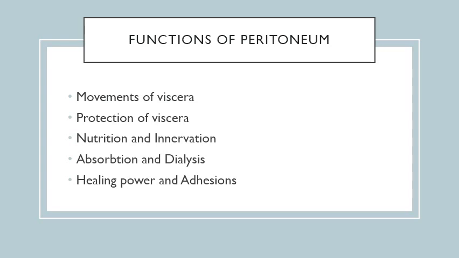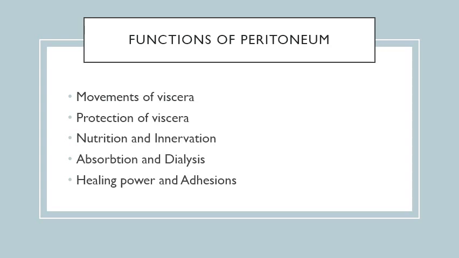Next, protection of the viscera. By means of the mesothelial lining, and the peritoneal cavity in which there are various macrophages, mast cells and lymphocytes, it protects the viscera from infections. Nutrition and innervation: by means of the formation of peritoneal folds, it provides a pathway for the movement of various blood vessels and nerves which supply and innervate the organ.